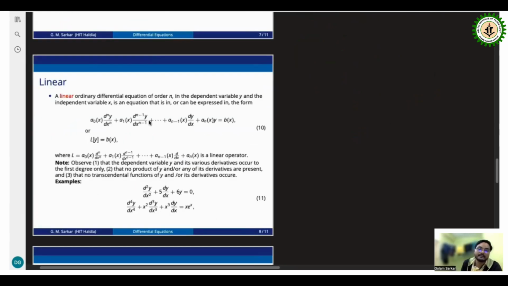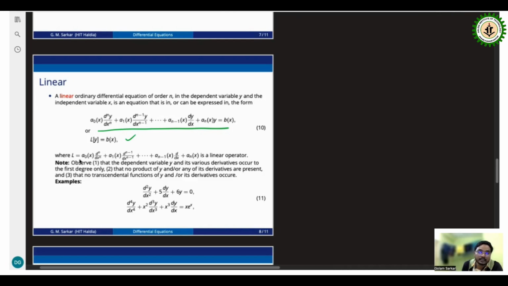Okay. Now comes the next definition. What is a linear differential equation? A linear ordinary differential equation of order n in the dependent variable y and the independent variable x is an equation that is in, or can be expressed in, this form. Any linear ordinary differential equation of order n can be expressed in this form, where a naught, a1, a n minus 1, and a n are the coefficients of x. Okay, or this expression can be written in the form L of y equals this.